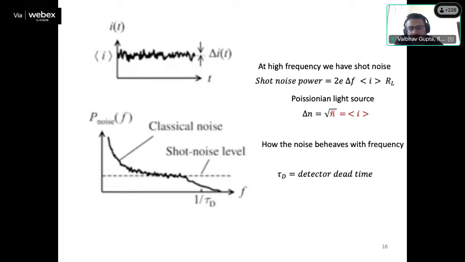So you can see that this shot noise power is directly dependent on the square root of the average number of photons, which is the fluctuation in the number of photons, and this is the characteristic of the Poissonian light source. So this is basically what people call the classical or quantum limit of detection.